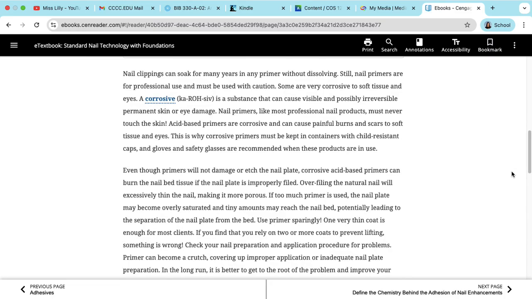Corrosive is a substance that can cause visible and possibly irreversible permanent skin or eye damage. So, for example, bleach. Nail primers, like most professional nail products, must never touch the skin. Acid-based primers are corrosive. This is what I was looking for.